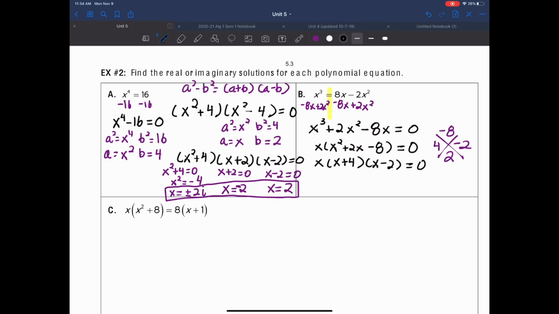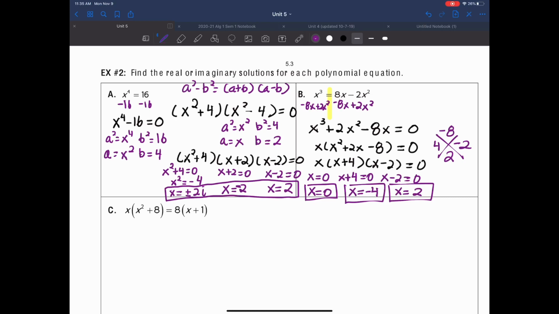Now, since this is in factored form, I use the zero product property, and I say all of my factors are equal to 0, so x equals 0, x plus 4 equals 0, x minus 2 equals 0. So I'm going to solve for each of these. Obviously, the first one is still x equals 0. The second one is going to be x equals negative 4. The third one is going to be x equals positive 2. So my 3 answers are 0, negative 4, and 2.